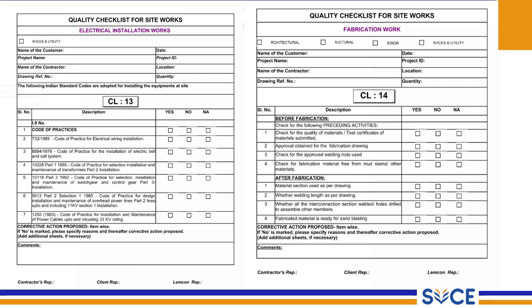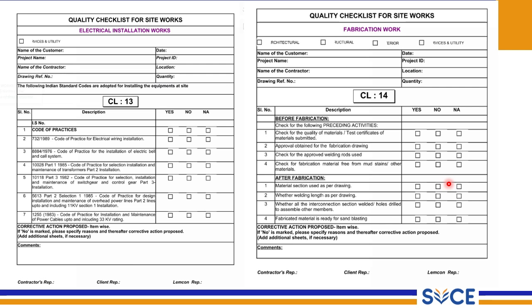The next part of the work is fabrication work. I'll just read the checklist provided here, before fabrication and after fabrication. Before fabrication means check the following preceding activities: check the quality of materials, test certificates of materials submitted, approval obtained for the fabrication drawing. Check the approved welding rods used. Check that fabrication material is free from mud, stains, and other materials. So we need to check all those parameters mentioned here in the fabrication box.